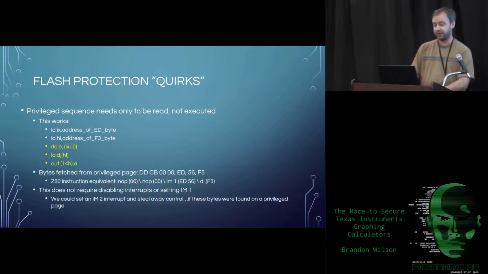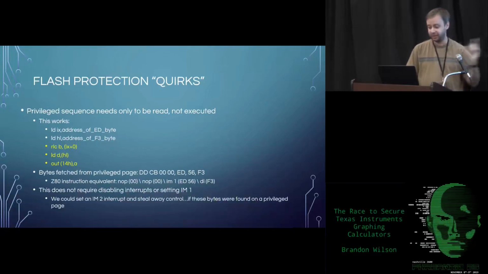Then it goes to execute the load HL into D instruction. That's the second yellow instruction, which means it has to read that opcode. So that's 56 from the privileged page. And then it actually executes it, which means it has to read the F3 byte from the privileged page. So the Z80 equivalent of all those instructions, all those bytes, is nop nop IM 1 DI, which is the unlock sequence. So if you proceed to output to port 14 with all that, and you set up IX and HL, set up some memory correctly so that those bytes will be fetched, then it'll work.